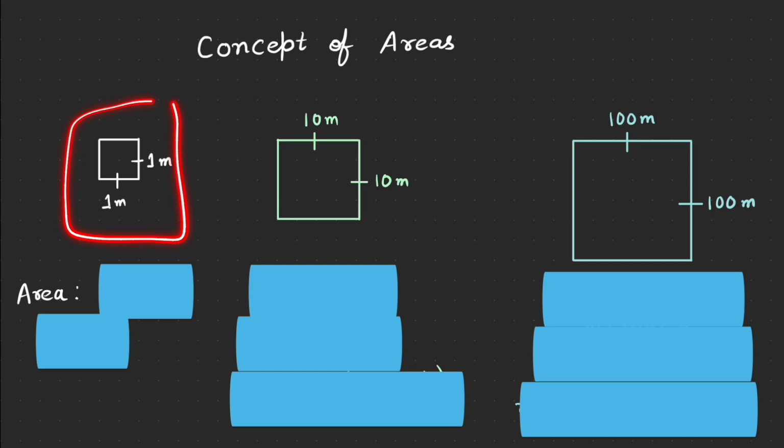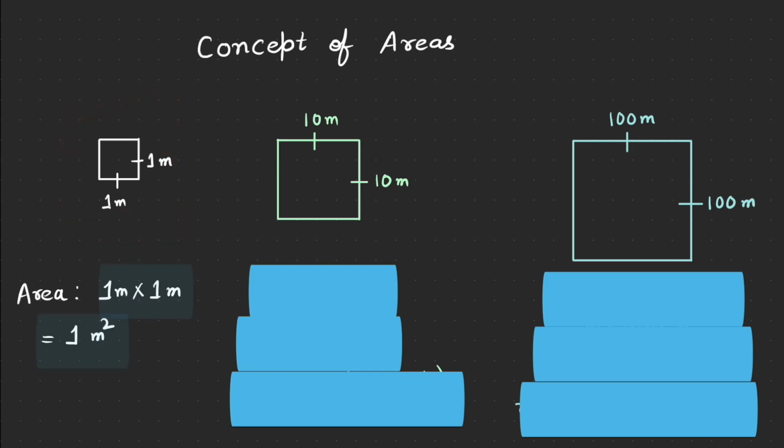So let's get started. First of all, we have a square and the side length of the square is 1 meter. In this case, when we are to find the area of the square, then we multiply the side length, which gives us 1 square meter.